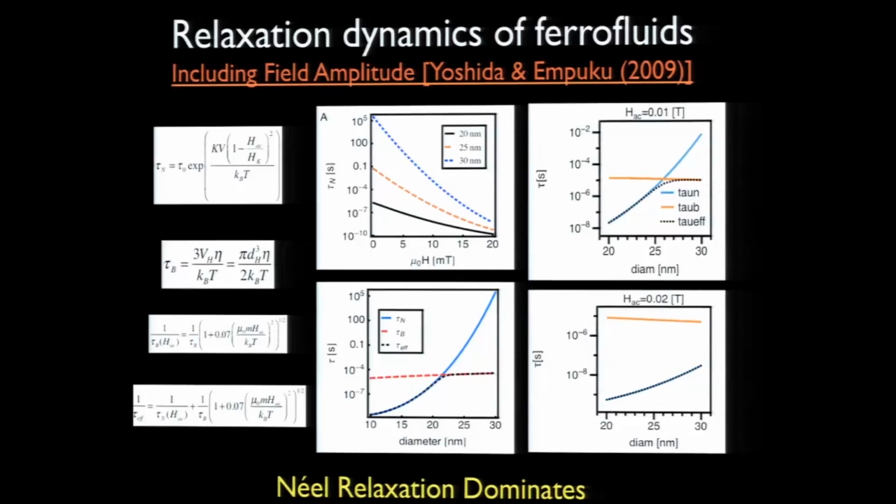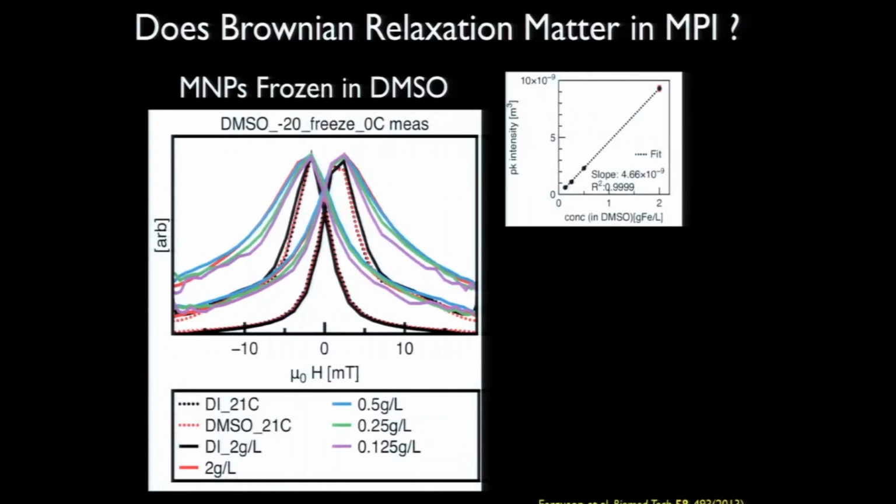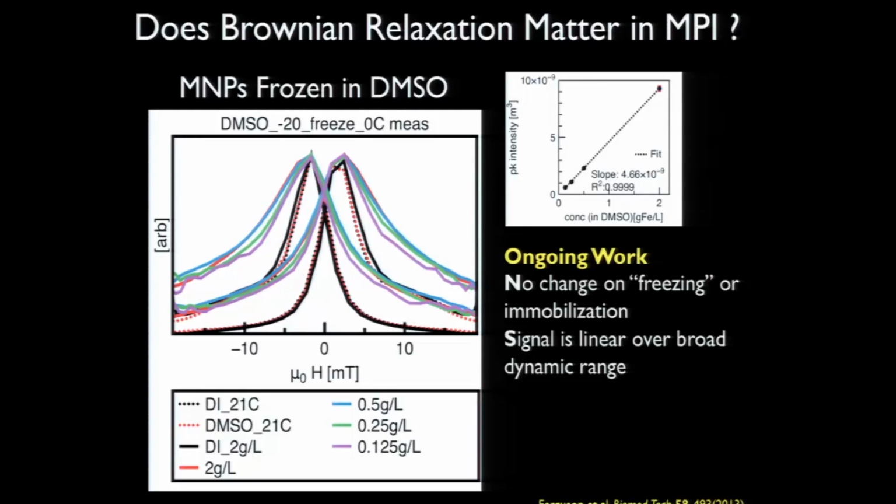So Néel relaxation dominates, and in order to test this argument, we tested our particles in frozen environments where we do not have the Brownian relaxation, in DMSO, and you can see, for example, there is no change between when the particle is free and when it is frozen. So we know now that the Brownian contribution is quite small, and not only that, we also see that the signal is linear, even in the frozen environment. And that gives us ongoing work. We are trying to understand how the freezing mechanism itself works.